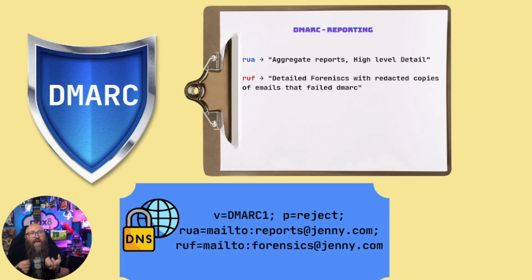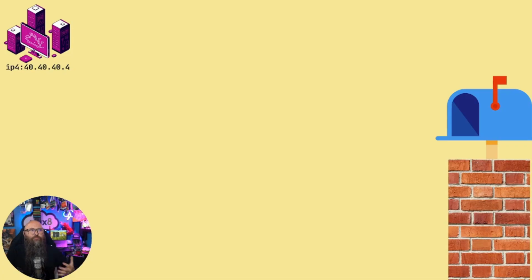Well, the RUA is aggregate reports, high-level detail, just 35 messages received, 34 passed, 1 rejected, nothing in that nature, just the raw data. Whereas RUFs are the raw data of a single instance, detailed forensics with redacted copies of emails that failed DMARC, meaning that I now have it sent every time one failed, that someone spoofed me, or perhaps my pesky marketing department didn't tell me they were starting to use another tool. So you're getting these reports back as part of this standard, and you get to set where those email addresses go. Let's look at how this plays out.